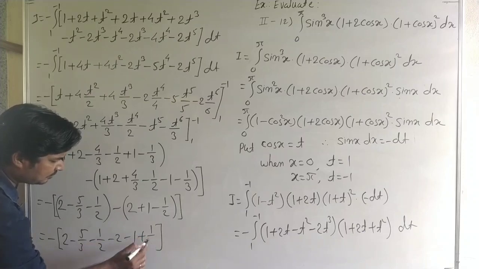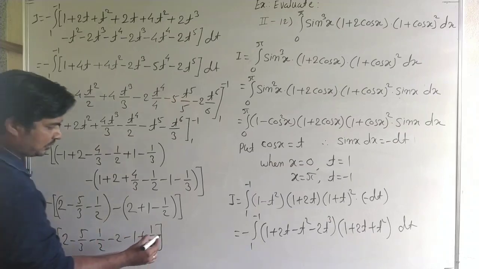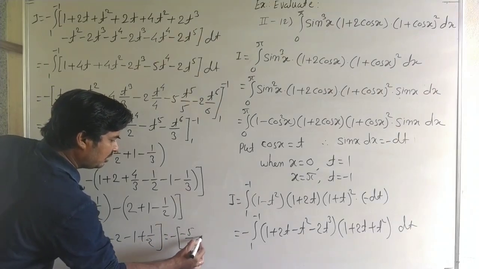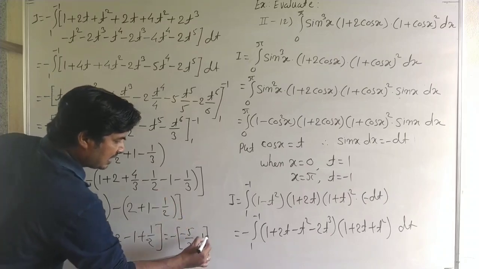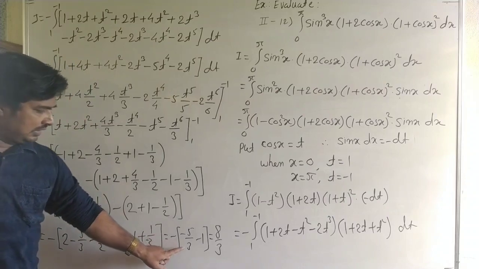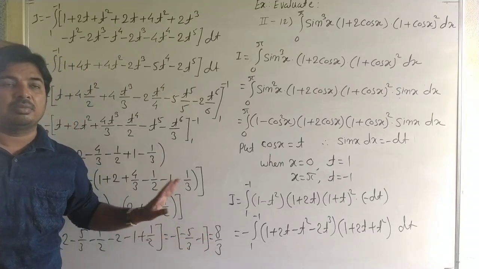Okay, separate. Now the 1 by 2 gets cancelled. Okay, the 2 gets cancelled. Here only remaining minus 5 by 3 and minus 1. Therefore it is minus 5 by 3 minus 1. It is minus 8 by 3. Therefore the last answer it is minus 8 by 3.